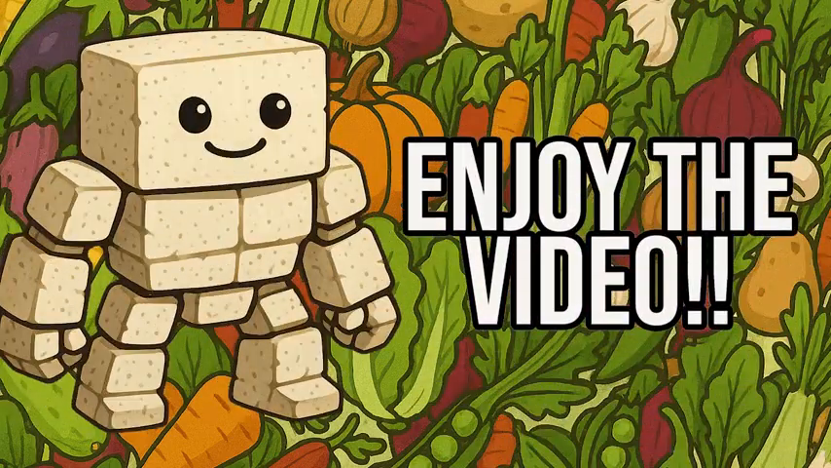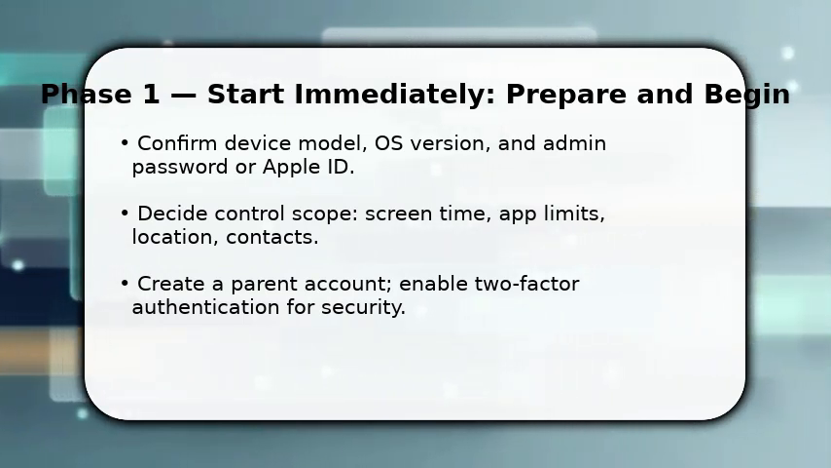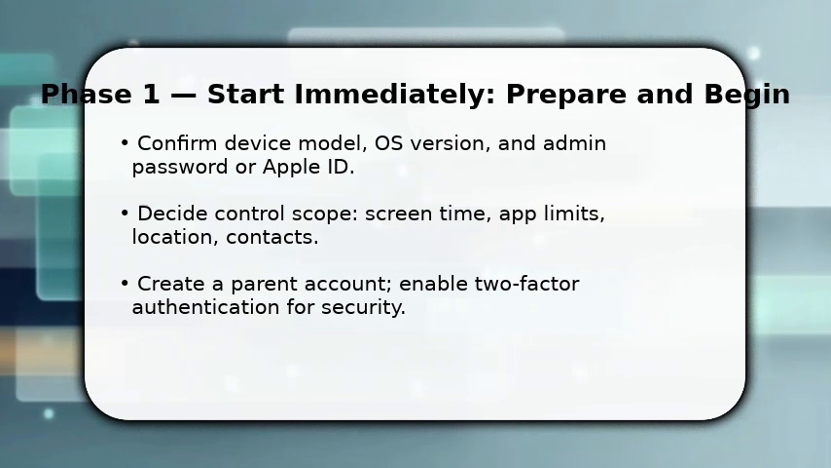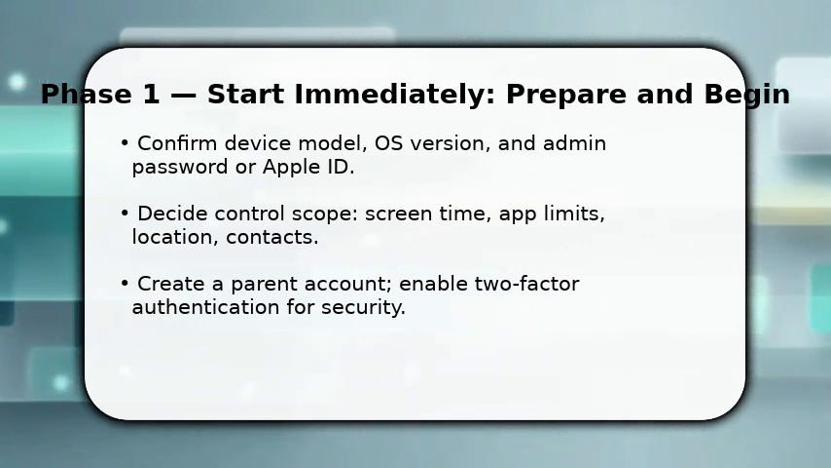Please enjoy the video. You start now by checking the phone model and OS. This determines available controls. Next, sign into the parent account and enable two-factor authentication for safety. Decide the main limits, screen time, specific apps, and location access so you don't guess later. Once done, link the child device using Family Sharing or Google Family Link.